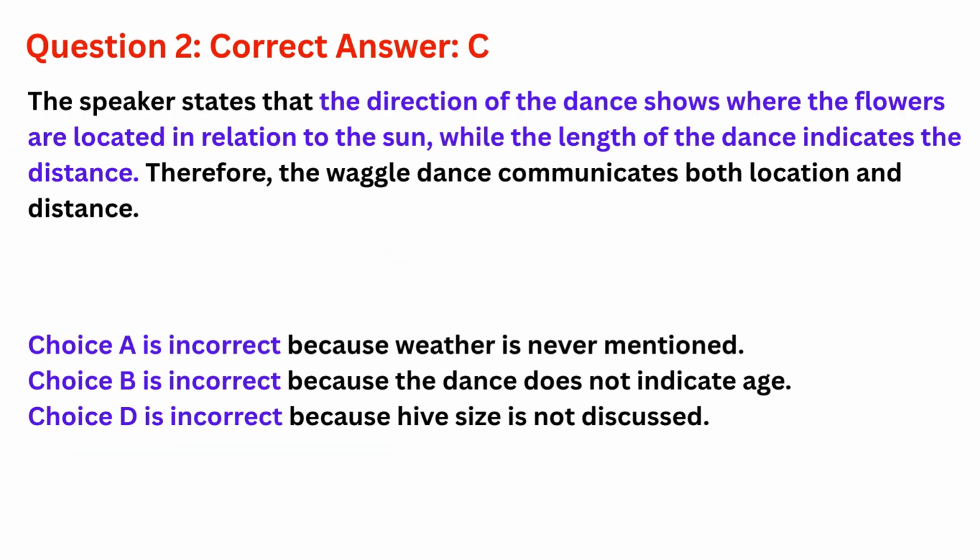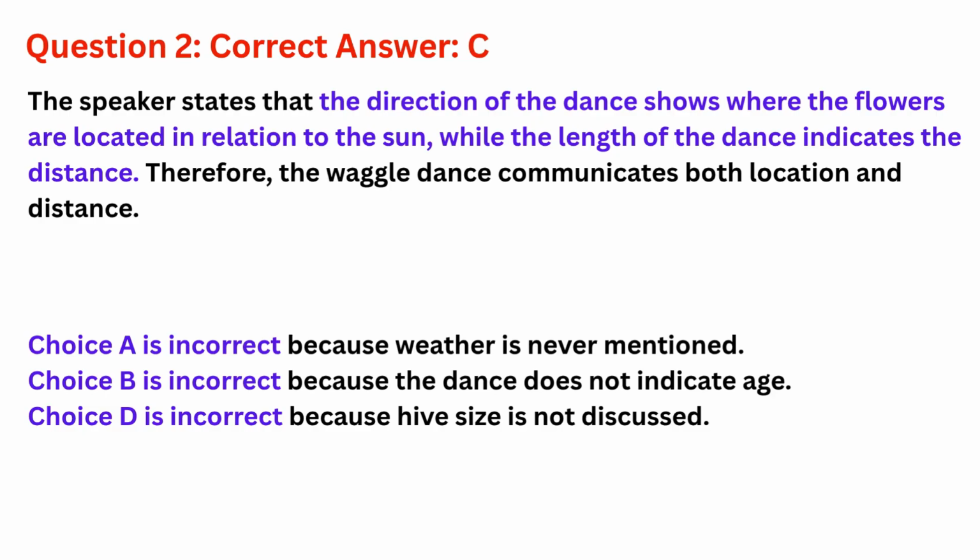Question 2. According to the talk, the waggle dance communicates the location and distance of flowers. The speaker explains that the direction of the dance shows where the flowers are in relation to the sun, and the length of the dance indicates how far away they are. Therefore, the correct answer is C.